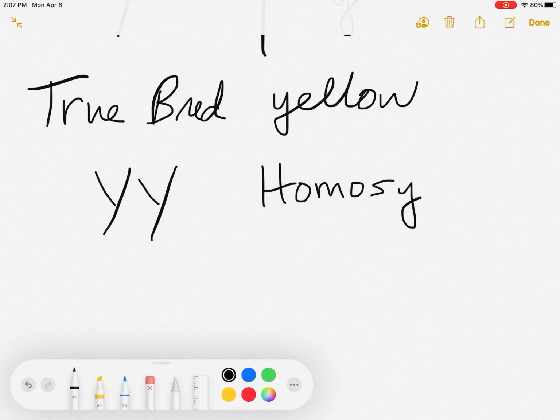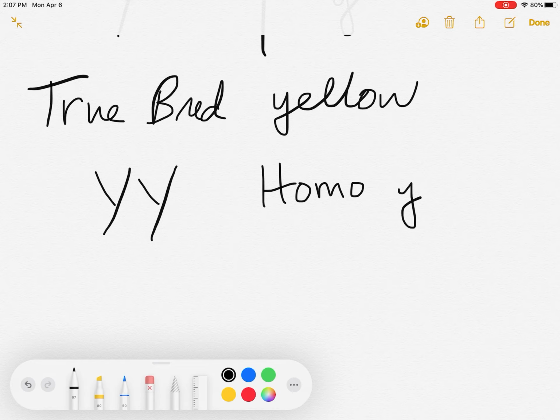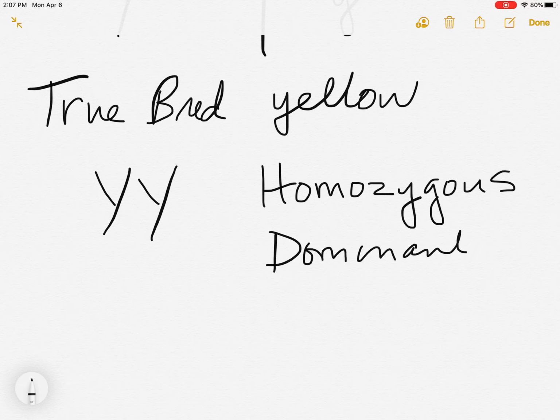Whoops, I'm sorry. I better erase that. That's not an S. It's supposed to be a Z. There we go. Homozygous dominant. The word homozygous is a big fancy word where homo means the same, two of the same alleles. So homozygous means having two of the same alleles.